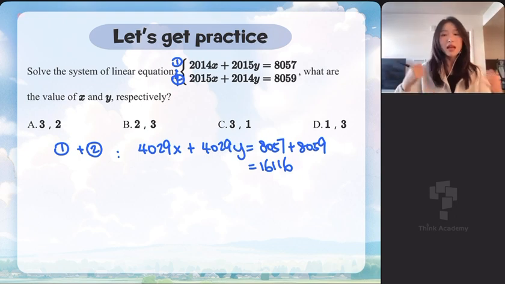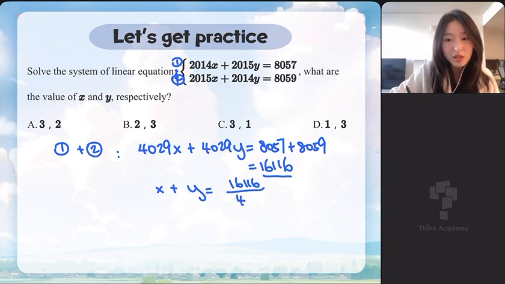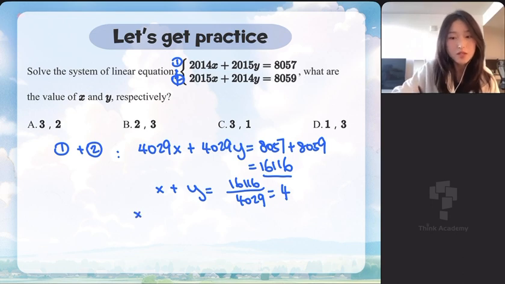After calculation, this will give us 16,116. The next thing is to check whether this number is divisible by 4029, and it actually is. So if we divide every single term by 4029, we arrive at the first simplified equation of the system, which is x plus y equals this number over 4029, which is 4. So the first equation would be x plus y equals 4.